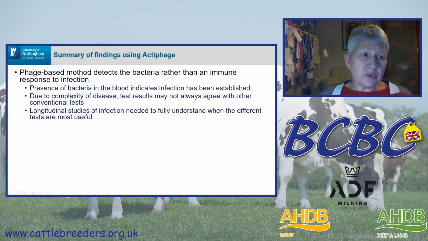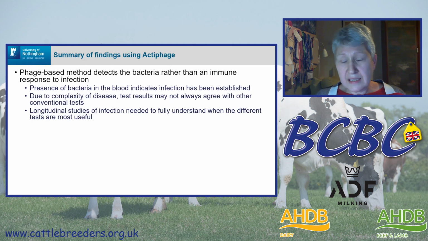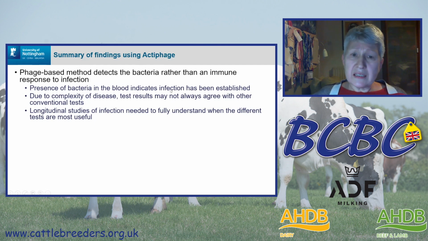So that's the end of what I want to talk to you about: what we do know about our tests and what we don't know, which is mostly the latter. We know that the phage-based method detects bacteria rather than an immune response to infection. The presence of bacteria in the blood indicates that infection has been established. It's moved from a peripheral site to become systemic. Due to the complexity of the disease, our test results are not always going to agree with conventional tests. And really what we need to do now is do some longitudinal studies of infection to fully understand which of the tests, not just Actiphage, which of any of the tests are going to be used at different stages of infection and can help farmers eradicate these endemic diseases.